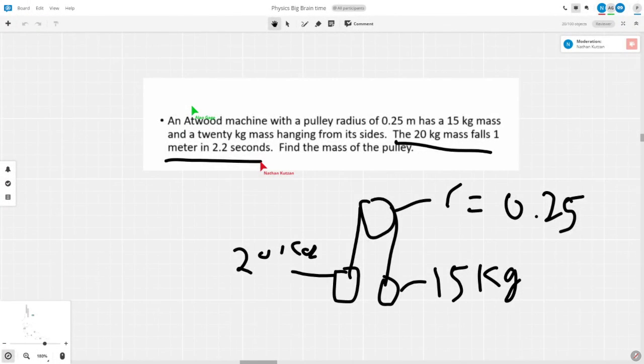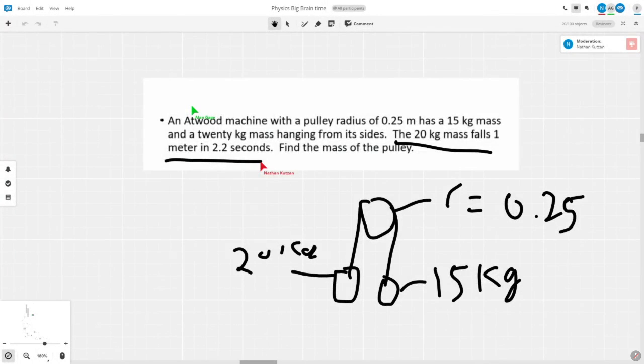So then, how would you do it? Would you do force equals mass times acceleration, and then force divided by mass equals acceleration, and you would do the weight force of the first mass minus the weight force of the 20 kilogram mass.